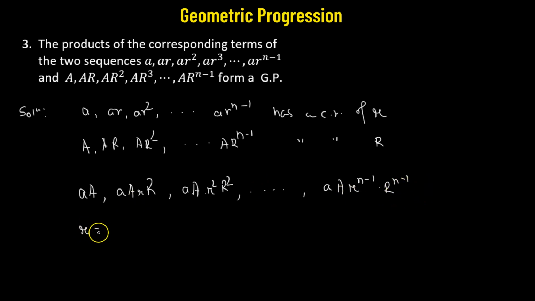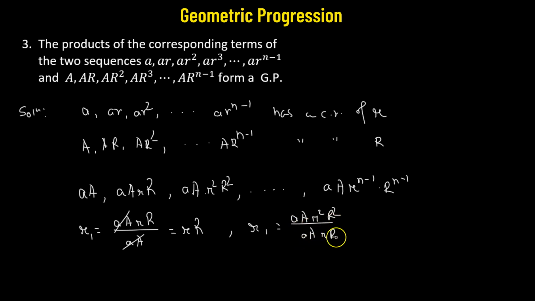So first let's calculate the common ratio. We're calling it r1. This is going to be the second term, aAr R, divided by the first term, which is aA. So we're getting a common ratio r times R. Then we have the third term divided by the second term, which is also going to give us r in lowercase multiplied with R in uppercase. So the product of the common ratios of the first GP and the second GP, meaning the resulting sequence, is also in a geometric progression.